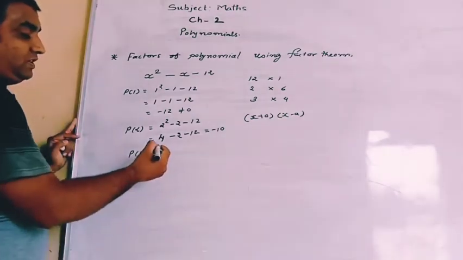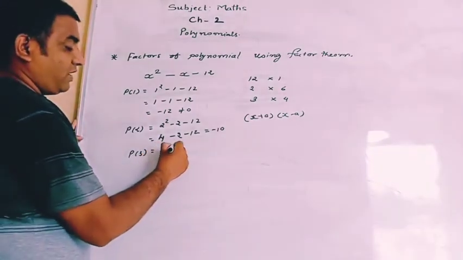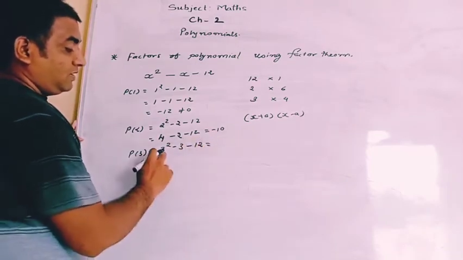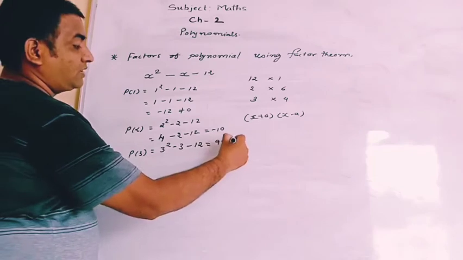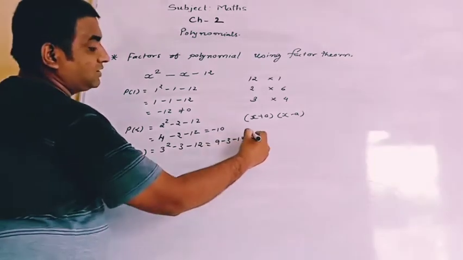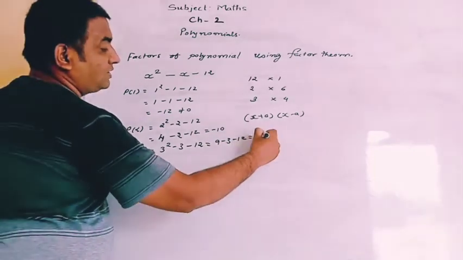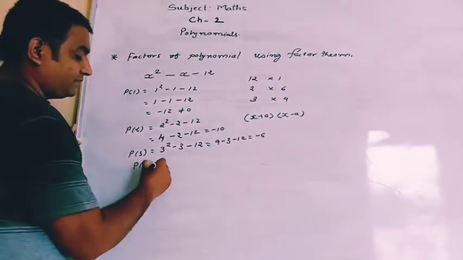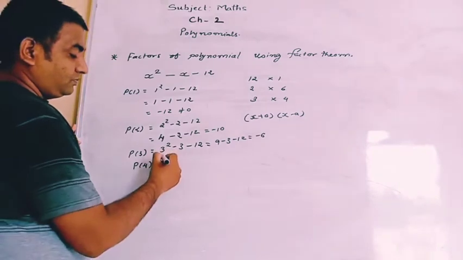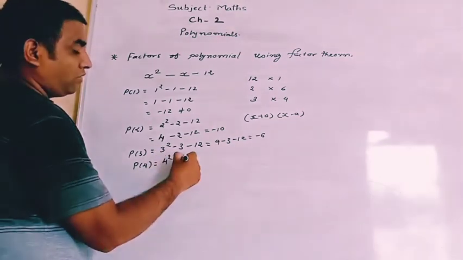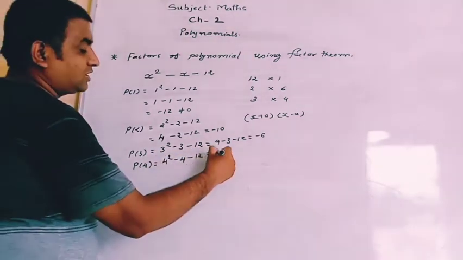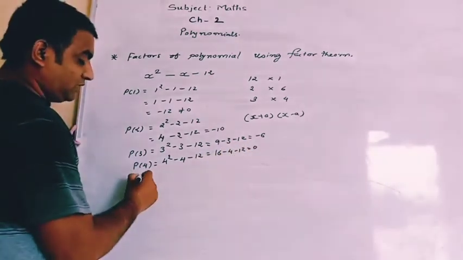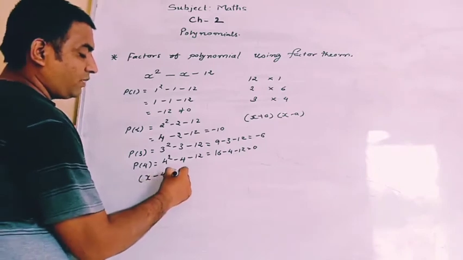Then P(3): 3 square minus 3 minus 12, 9 minus 3 minus 12, so again it is minus 15 and 9, so minus 6, it is not 0. Now P(4) we check: 4 square minus 4 minus 12, so 16 minus 4 minus 12. So it gives 0. That means x minus 4 is one factor.